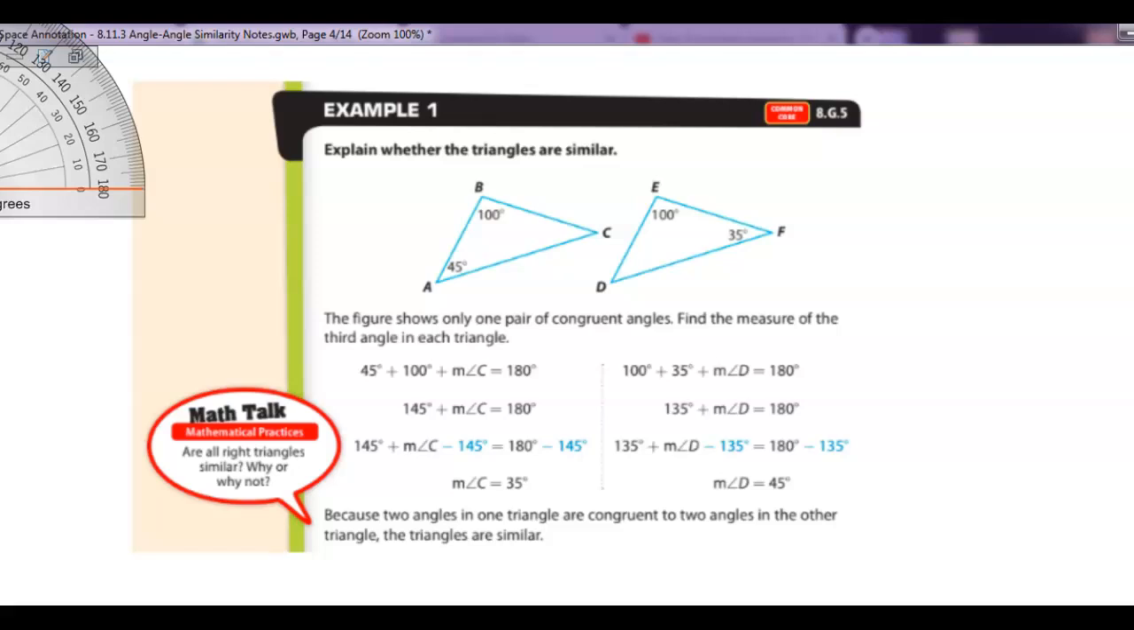So explain whether these triangles are similar. So I have an angle of 100 and an angle of 45, and I have an angle of 100 and an angle of 35. Well, if I take the sum of those two angles, that would be 140, and then subtract that from 180. And that's going to give me 40.